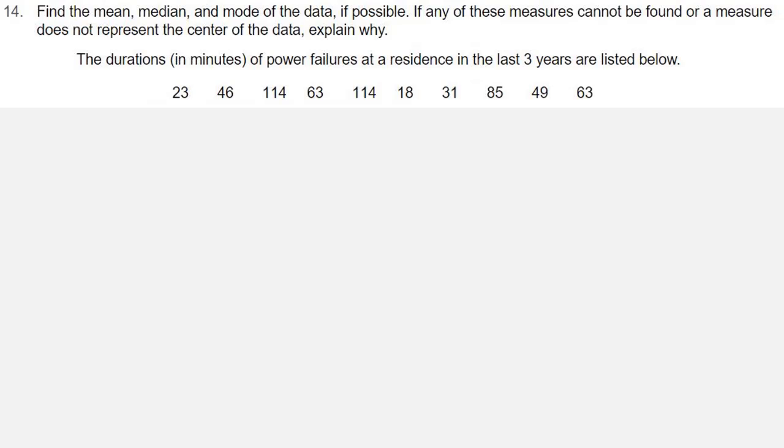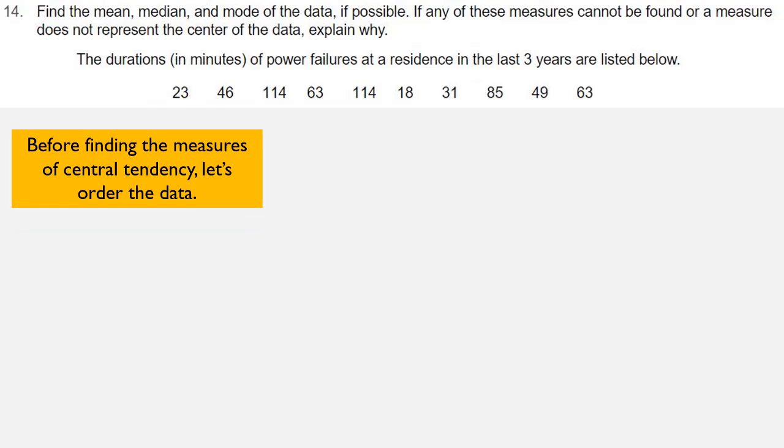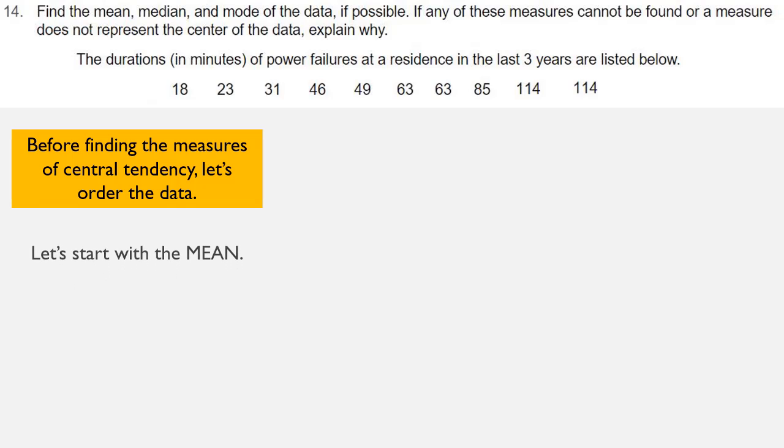So, before we can find these measures of central tendency, it's a good idea if we put this data in order, because that will help us find the median and it'll help us find the mode. So if I was to order the data set, it would look like this. Now let's find the mean.